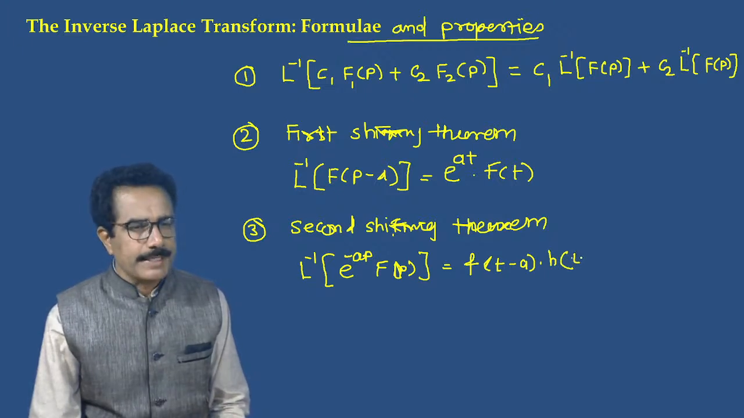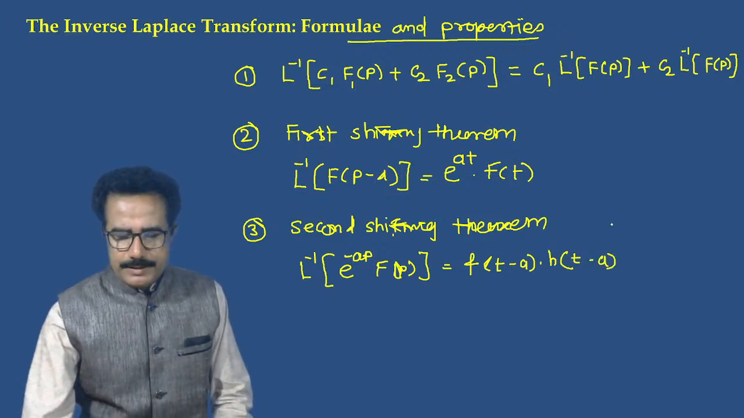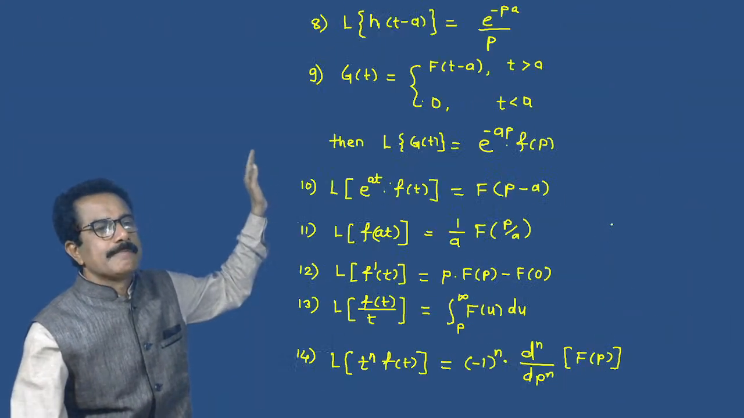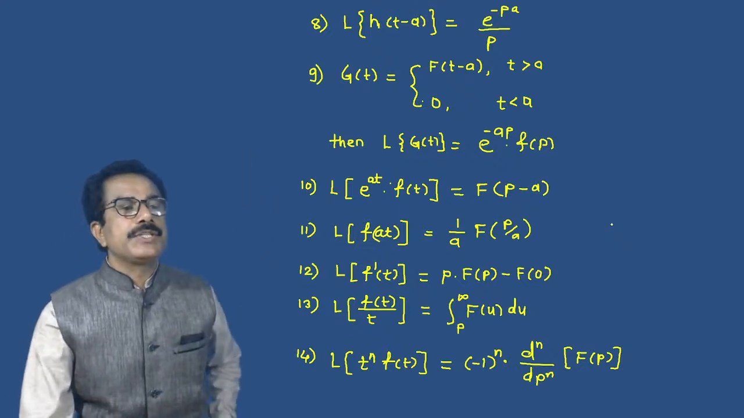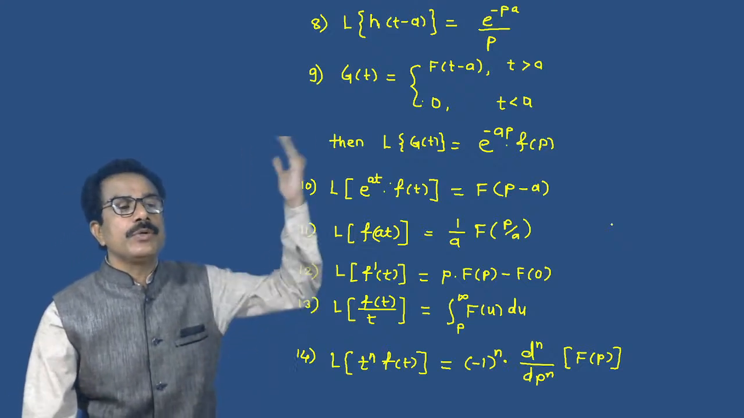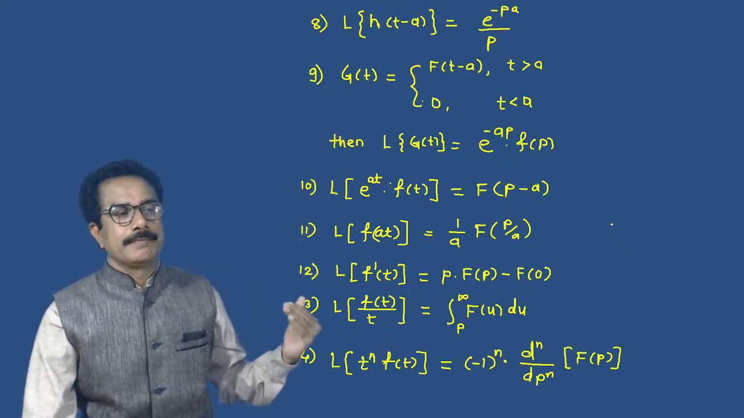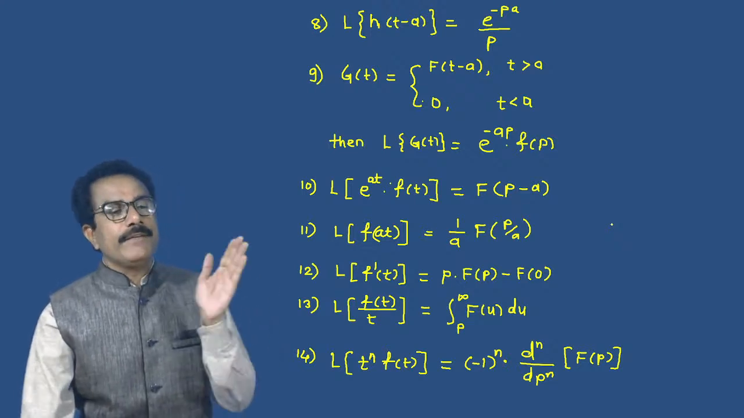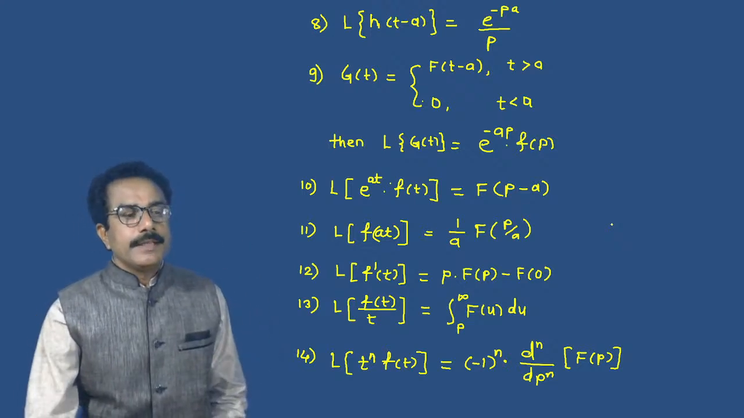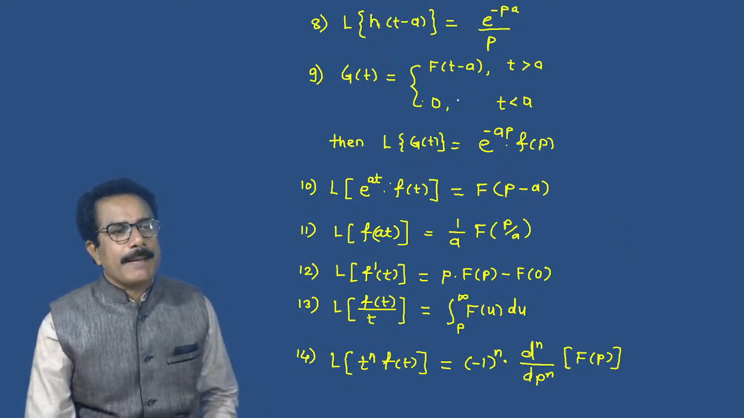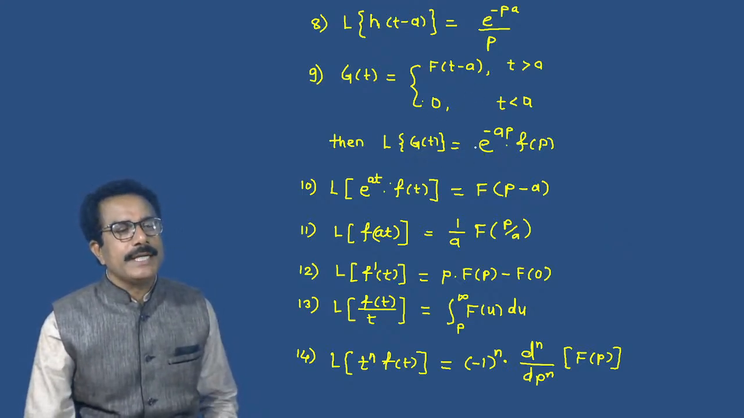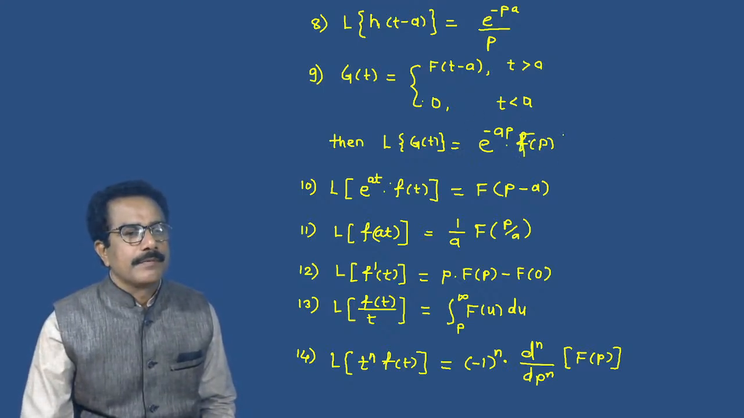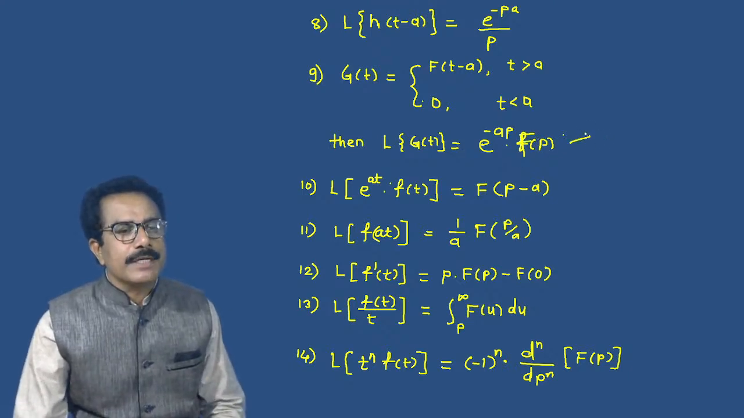h of t minus a. See this, according to the second shifting theorem, L of h of t minus a is equal to e raised to minus ap divided by p. If we consider g of t is equal to capital F of t minus a, then this g of t means capital F of t minus a, we can write Laplace transform of this.